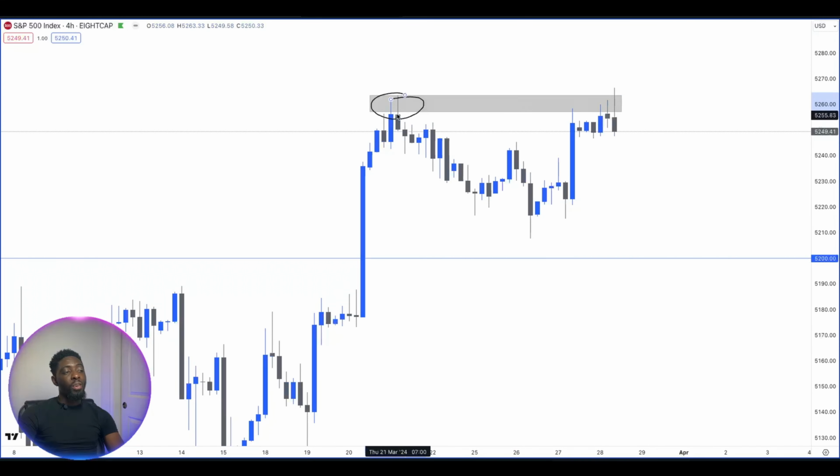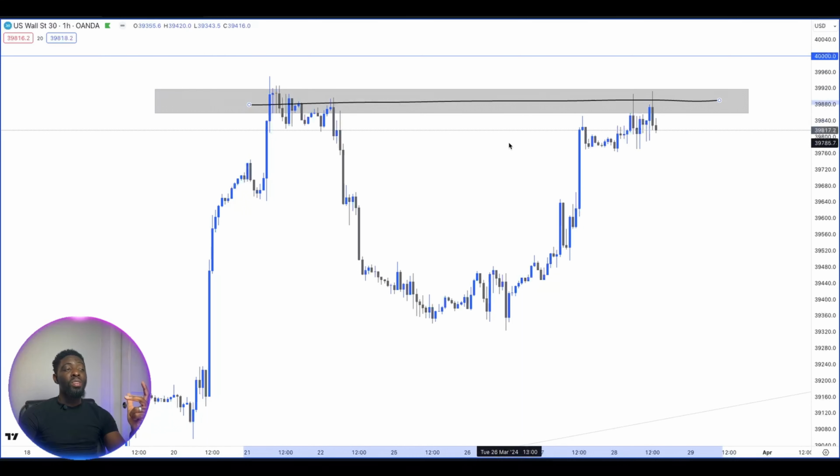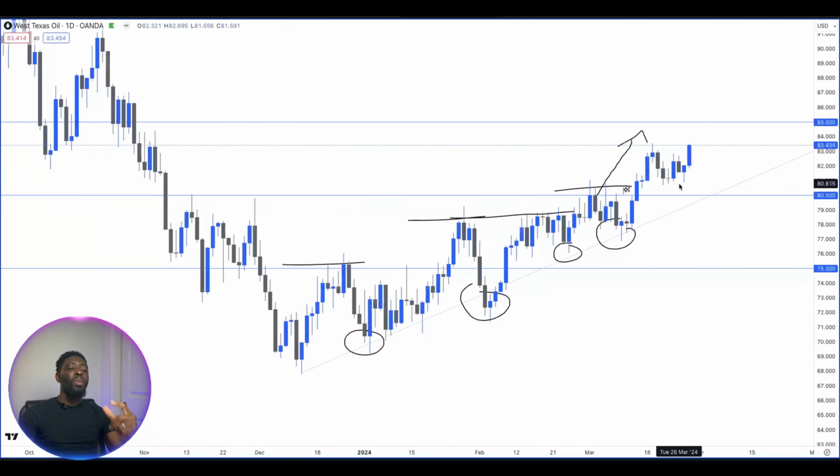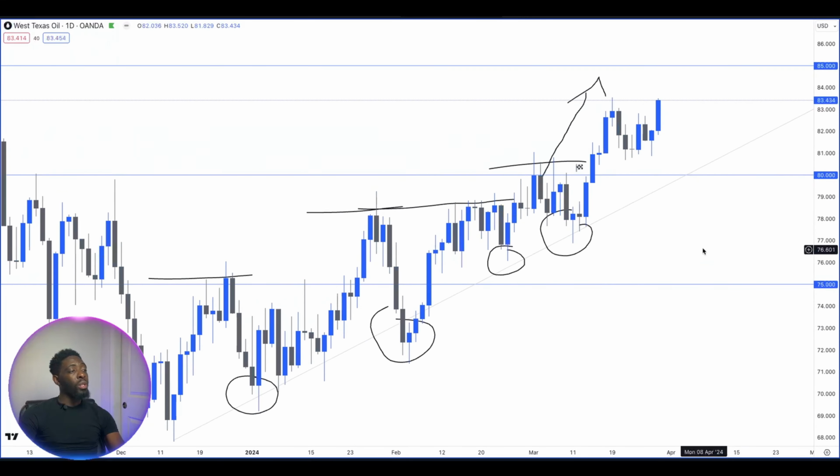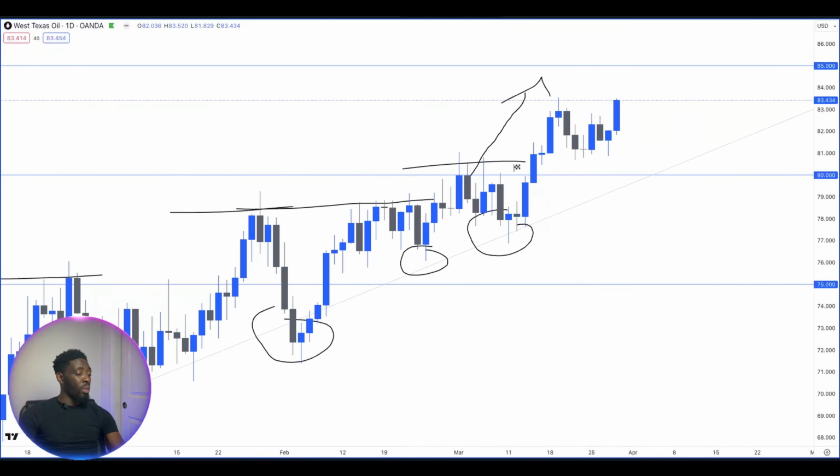So we had this area, there was a pullback, and right now price is finding it difficult to go past this point. That is on the S&P 500. Look at what's happening on US30. Now look at what is happening on oil. So when you come for the line on oil, this is the daily time frame. Price is at this point right now.